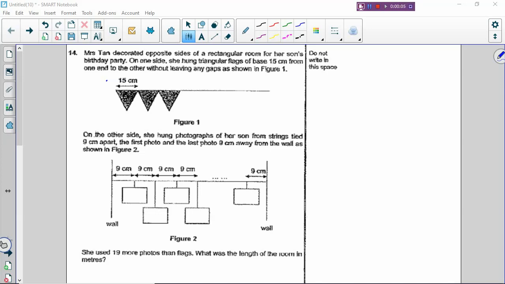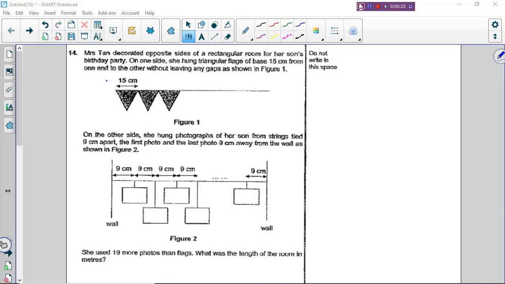Now, today we are going to look at another paper 2 problem, and this problem is really hard, quite challenging, and it's really hard to solve until you see something that makes it a bit easier. So what is the method that we can use to solve this problem? Let's read the question.